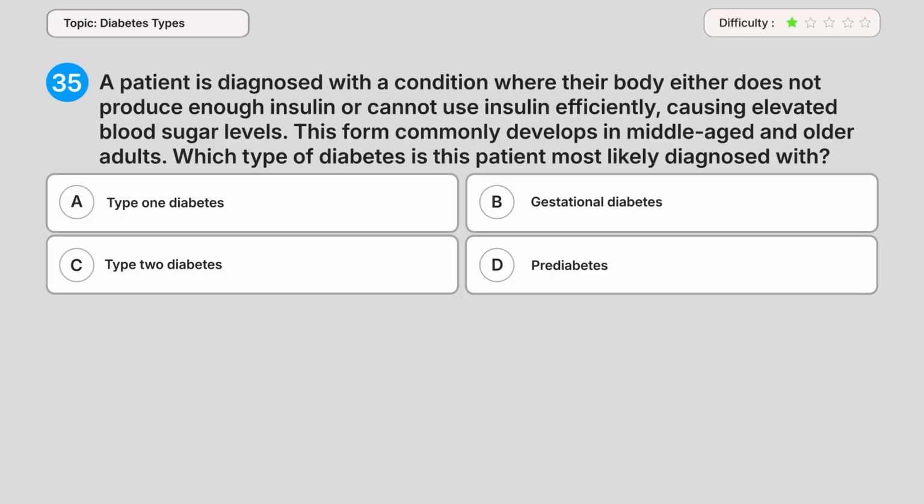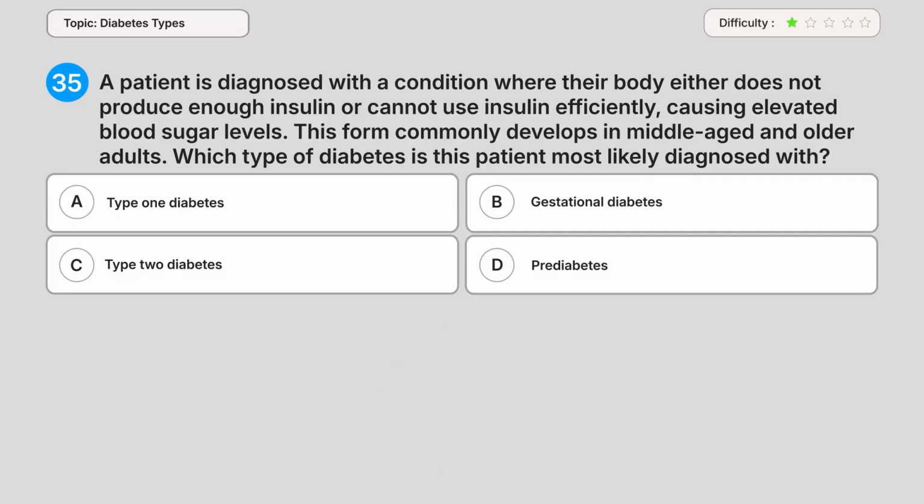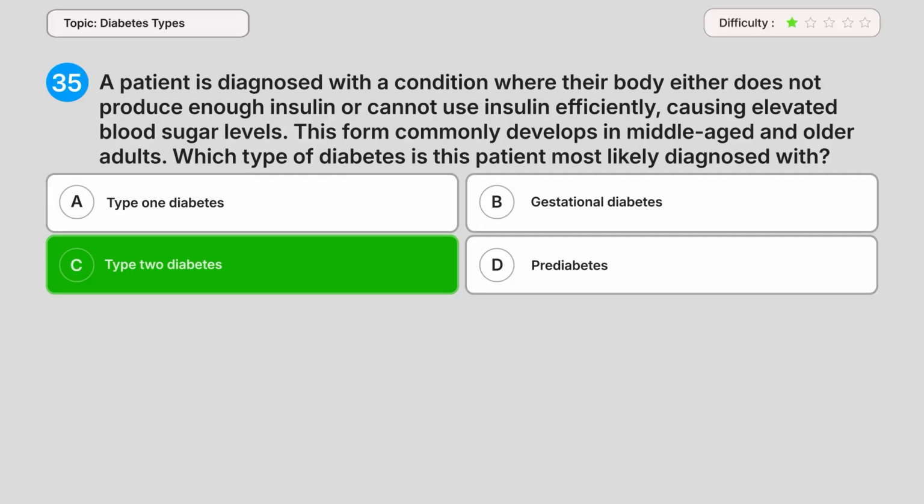A. Type 1 diabetes. B. Gestational diabetes. C. Type 2 diabetes. D. Prediabetes. What do you think is the answer? Correct answer, C, type 2 diabetes.